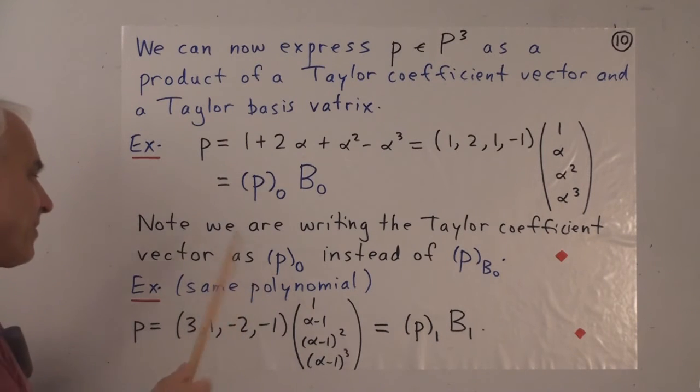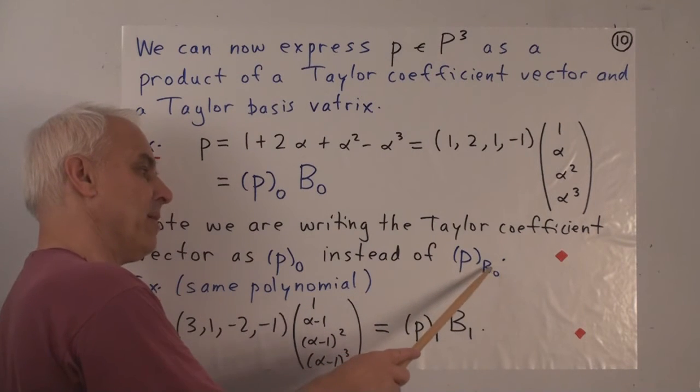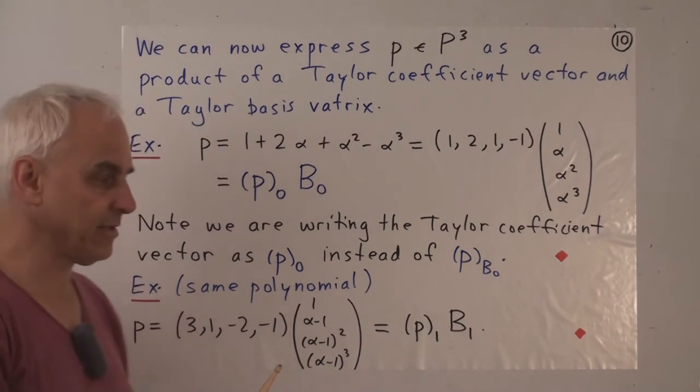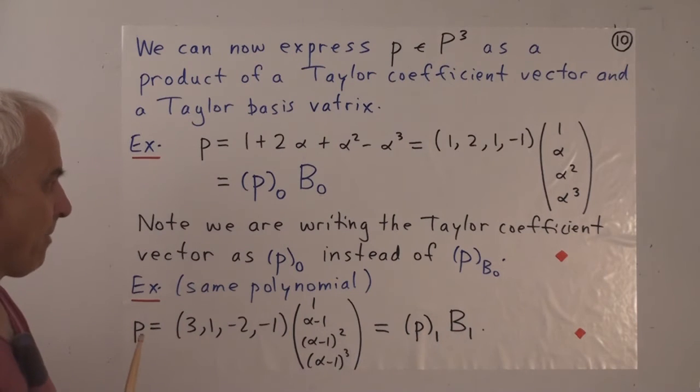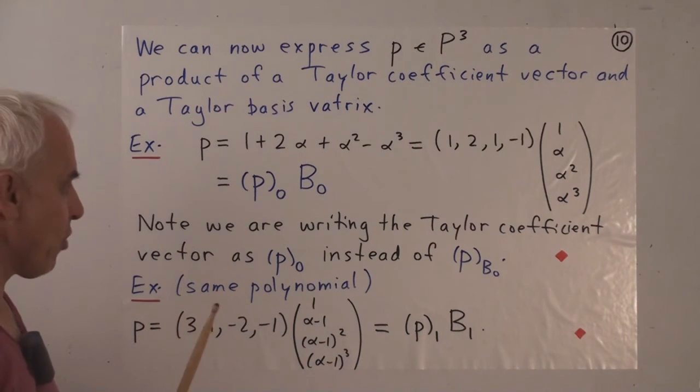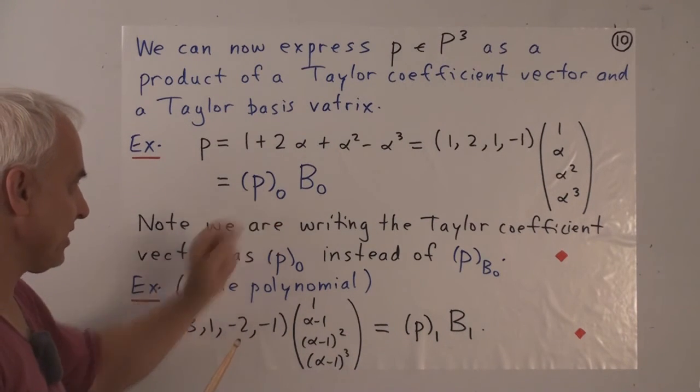Notice that we're compacting our notation a little bit. Probably we should write p with a b sub 0 down here as the index to be consistent with what we did before. But we're going to be a little bit more compact and just write p sub 0.